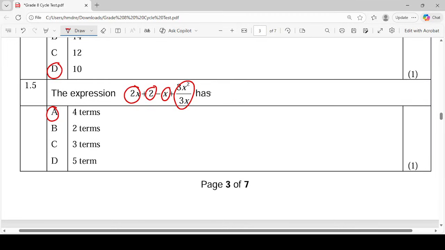Because the reason is this can be simplified. So 3x squared over 3x. We can cancel the 3s. We can cancel the x. And so actually that is just x. So that is just 1 term there.